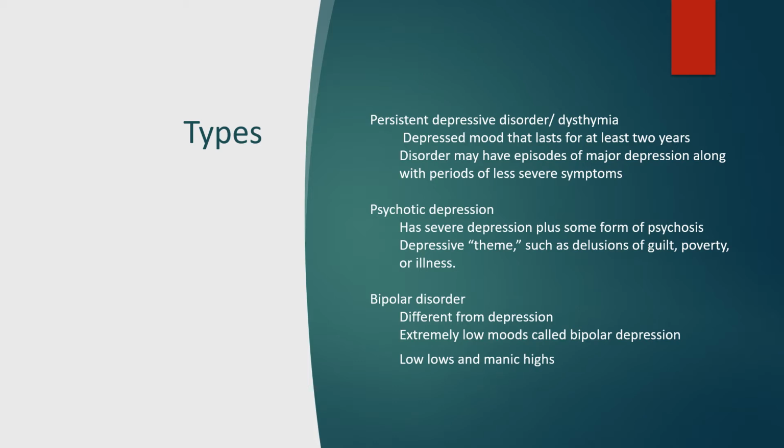Types of depression include persistent depressive disorder or dysthymia. This is a depressed mood that lasts for at least 2 years. They may have episodes of major depression alongside periods with less severe symptoms. There's psychotic depression, which has severe depression alongside some form of psychosis. There's usually a depressive theme, such as delusions of guilt, poverty, or illness.